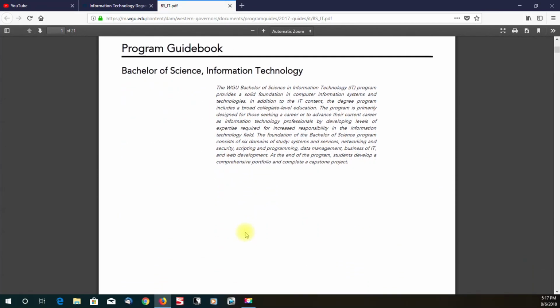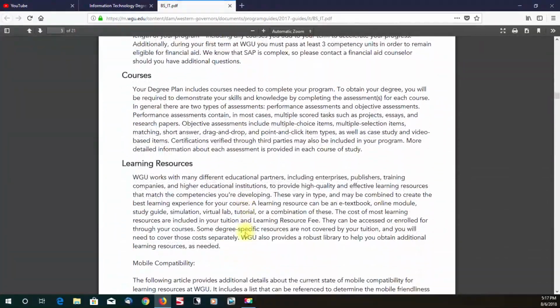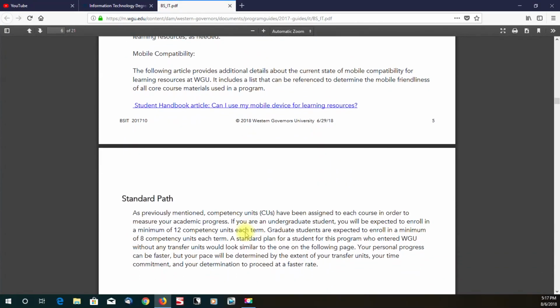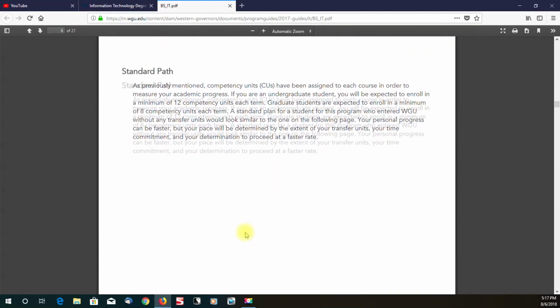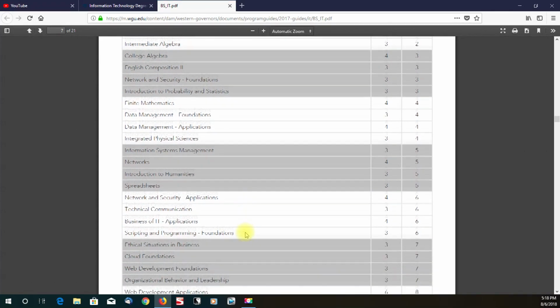Let's take a quick look at the program guide that they got here. Let me see what else they got. Let's scroll down. This is a PDF that they got available on their website that you can read. I would highly encourage you to do some research and do some reading for yourself, and don't just take anyone's word regarding this. Some of the classes you'll be taking, looking at it, are Intro to IT, Introduction to Communication, English, and math, College Algebra to be exact, and I think you got Introduction to Probability and Statistics, which is real good, not too heavy on the math.